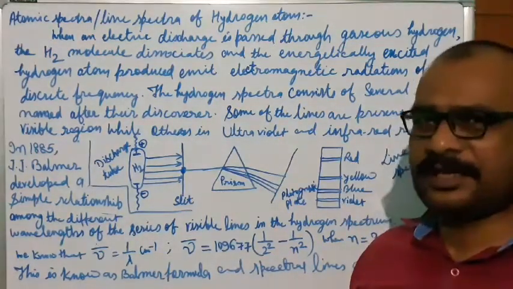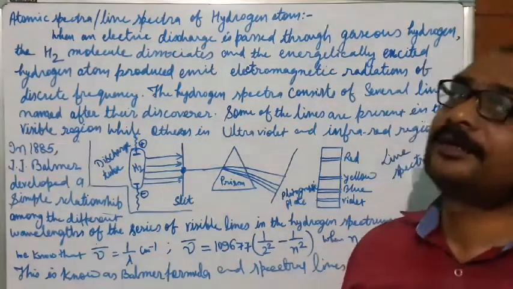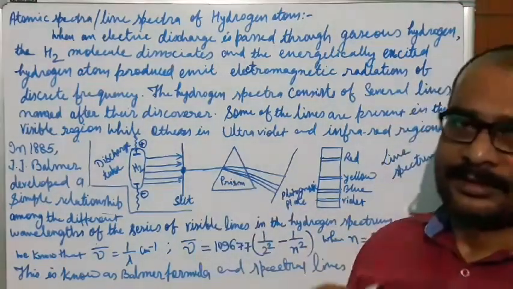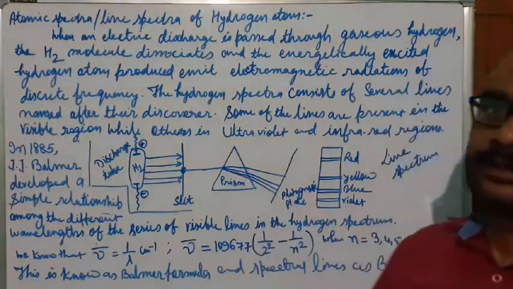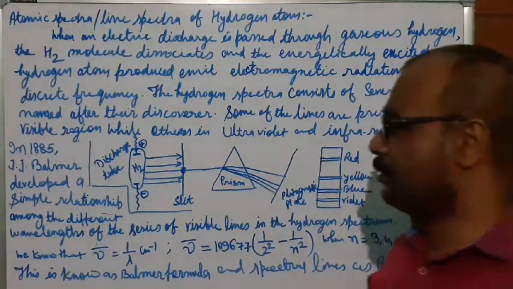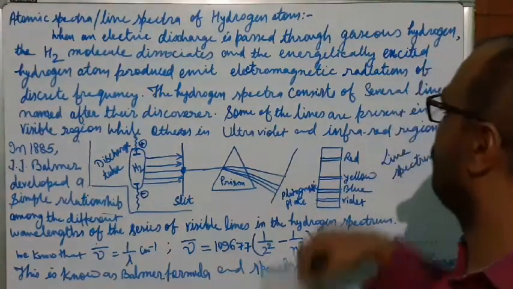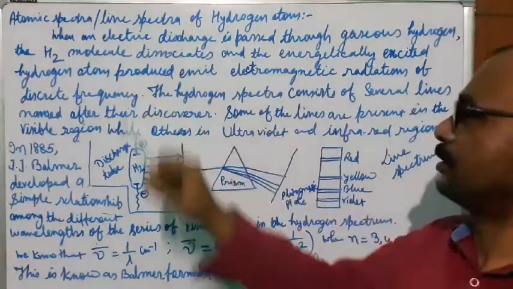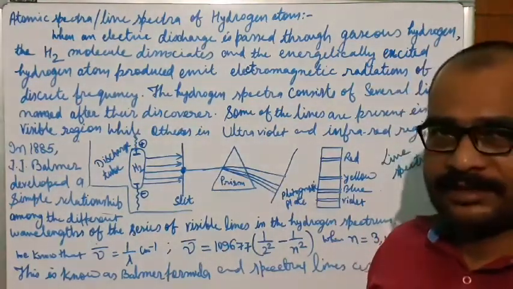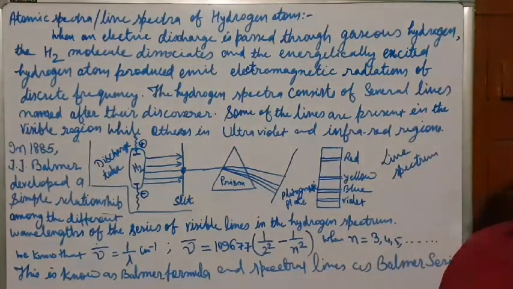Energetically means very high energy will be associated with those atoms. Excited means their electrons will be in a higher energy state. Generally electrons are in the ground state to be stable, but when so much electricity is passed through it, it will become excited. So it will be in the excited state. That's why we say energetically excited hydrogen atom. And when any atom becomes energetically excited, it emits energy.